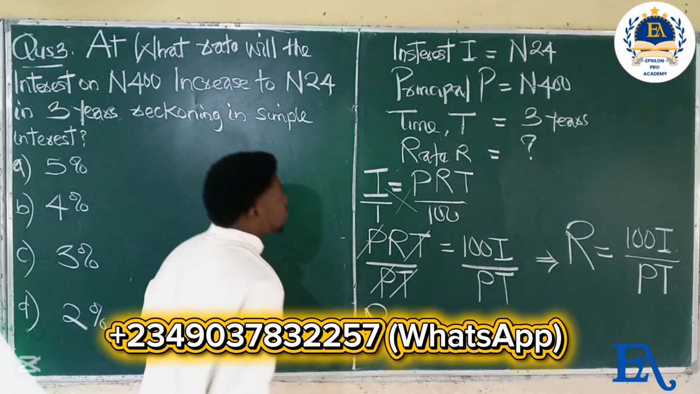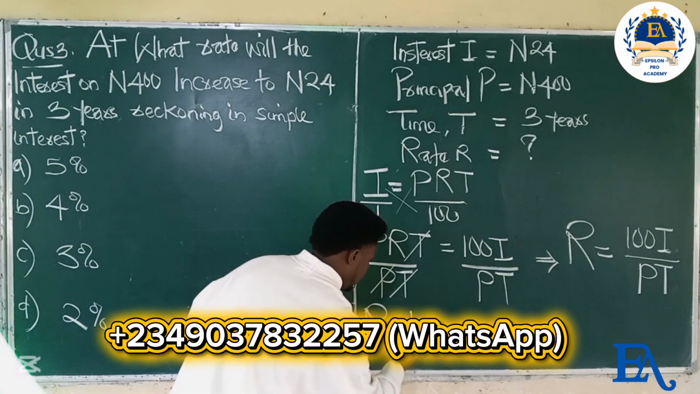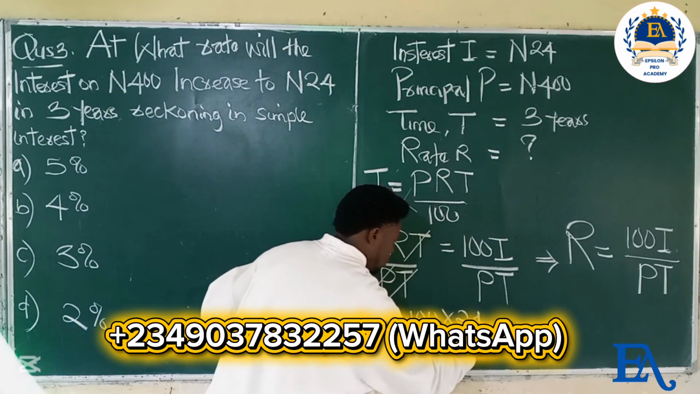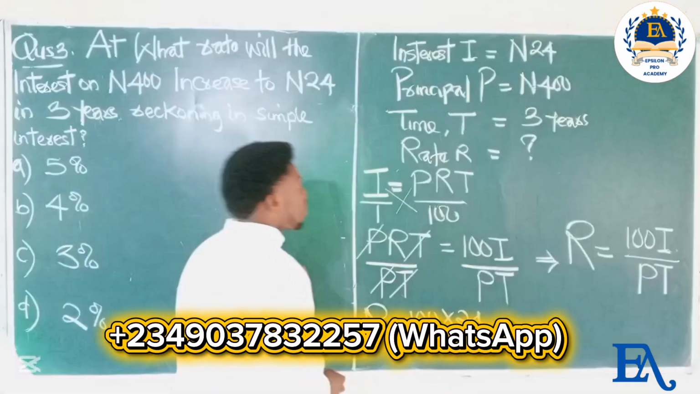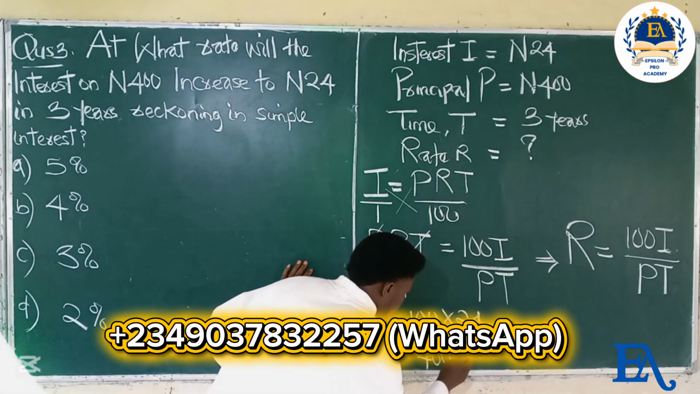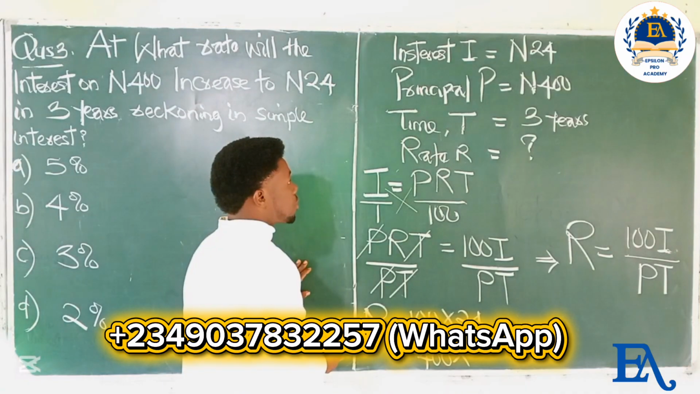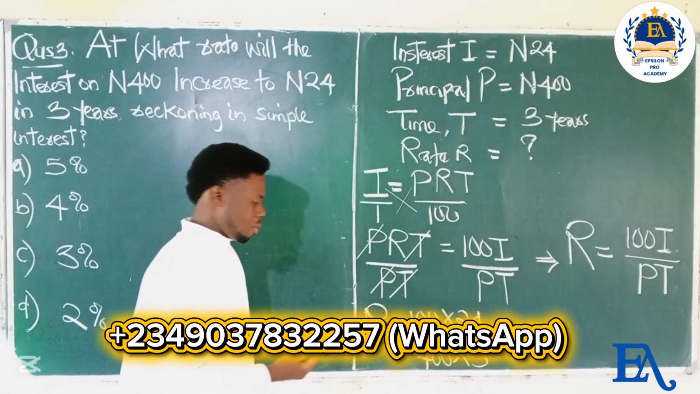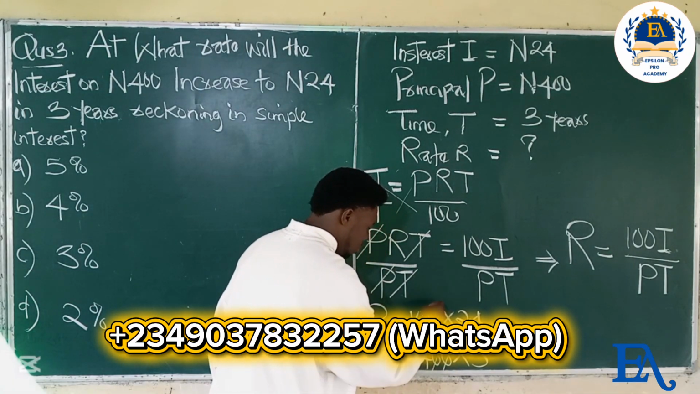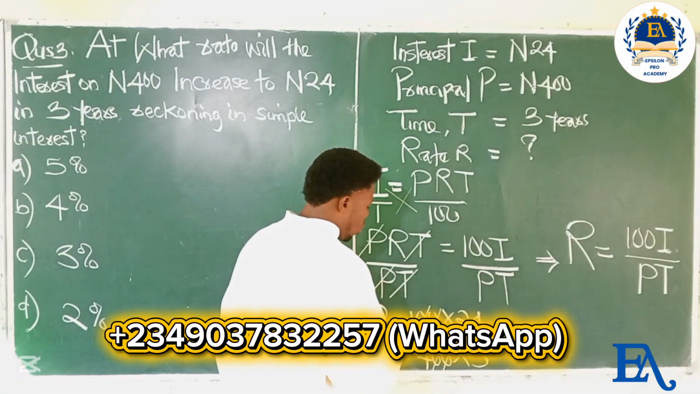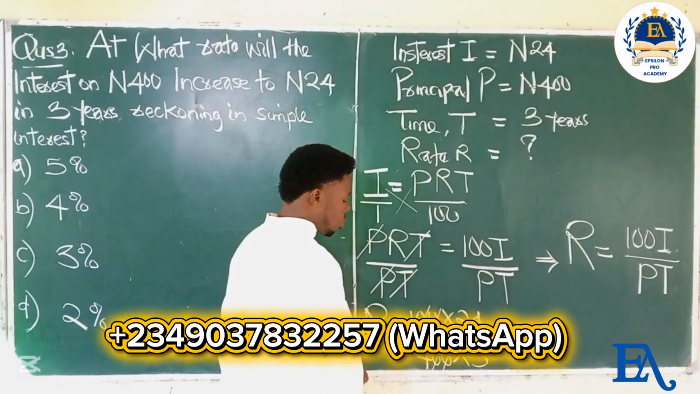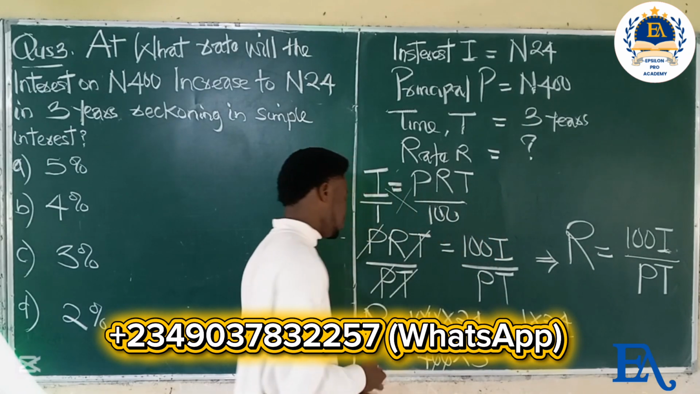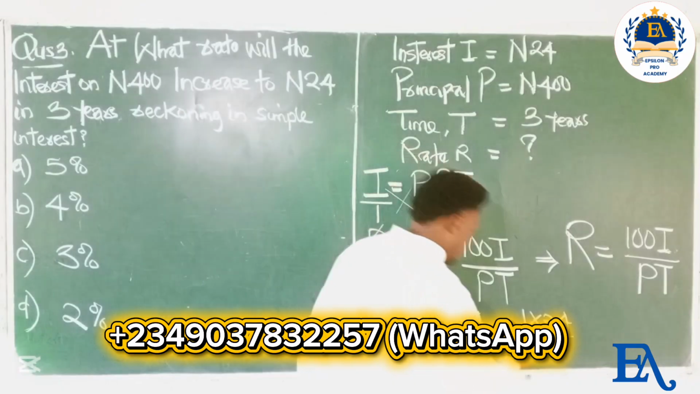Alright, so let's substitute. The rate is equal to 100 times the interest, and interest is 24, divided by the principal, which is 400, times the time, which is given as 3 years. So from here we can make it very simple by taking off the 20 by this 20. So we are left with 1 times 24 at numerator divided by the denominator, which is 4 times 3.